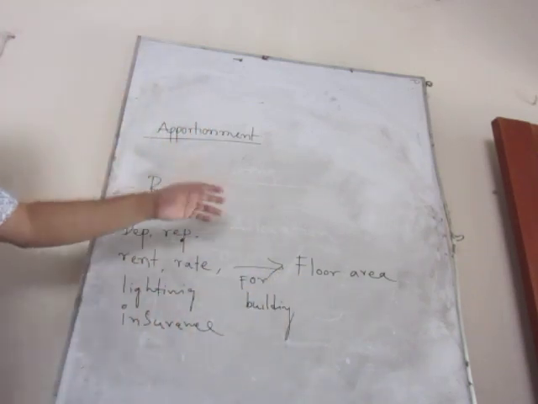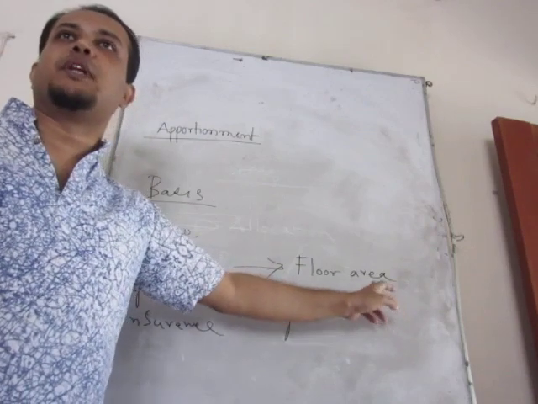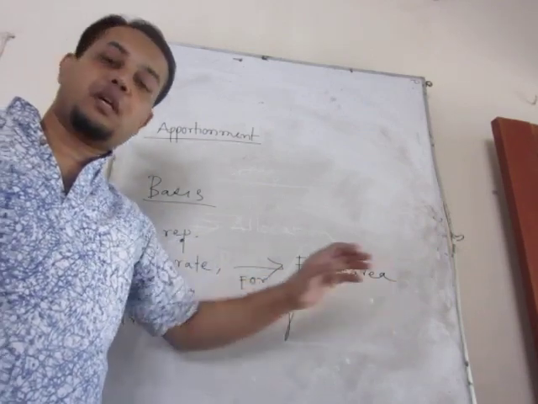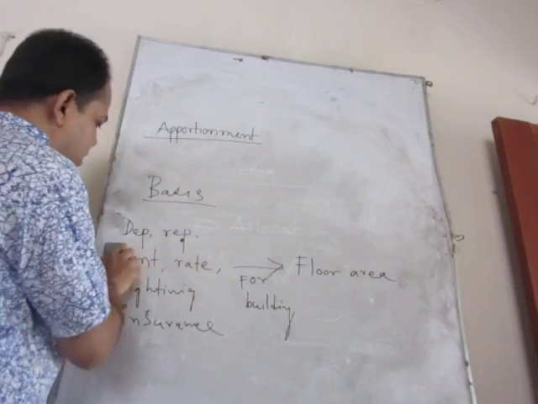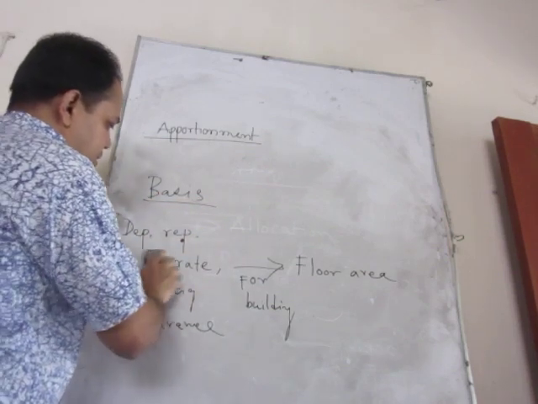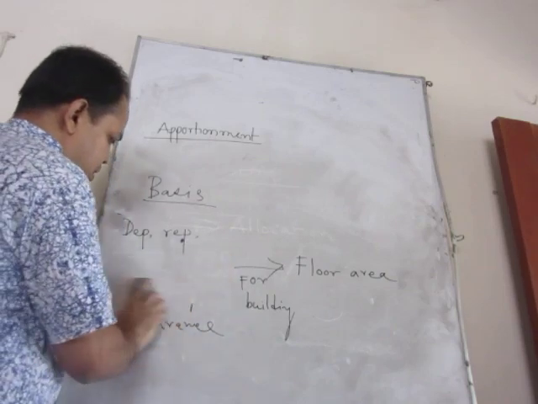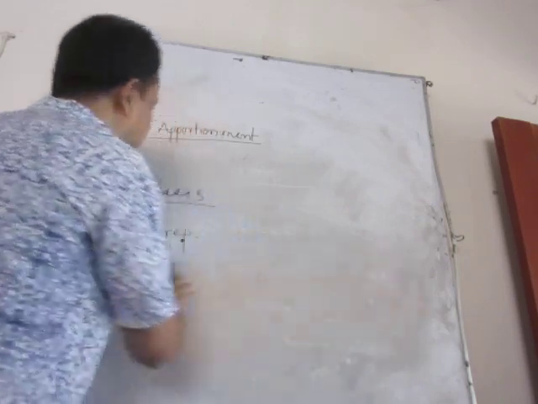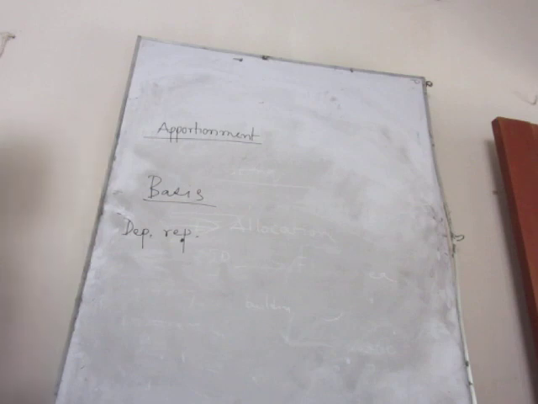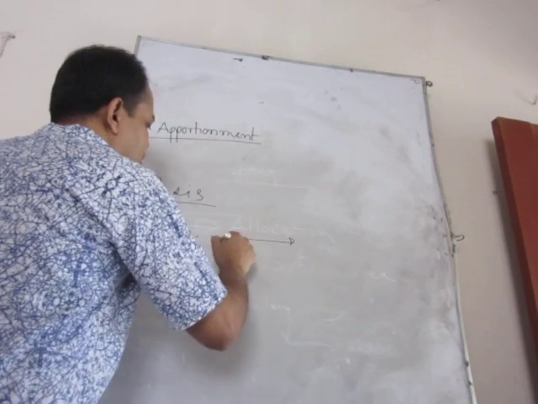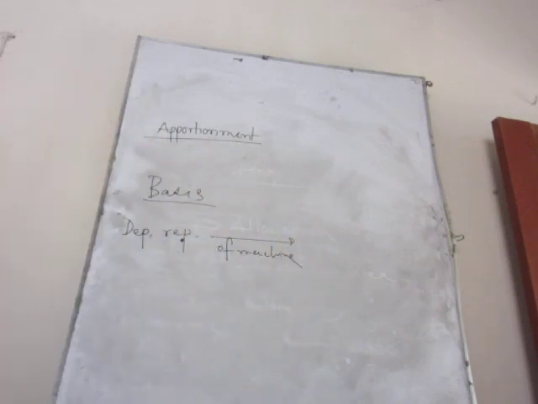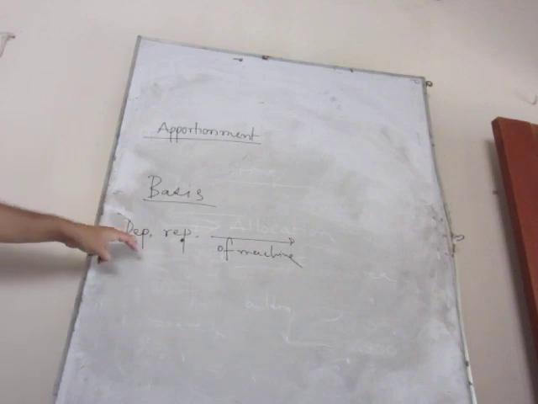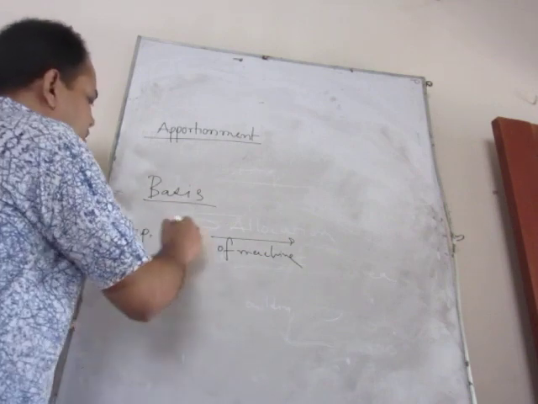The cost will be distributed according to their floor area. Clear? Now, depreciation, repair, rent, depreciation, repair and maintenance of machine. Initially we have discussed building. Now we will be provided depreciation, repair and maintenance and insurance.